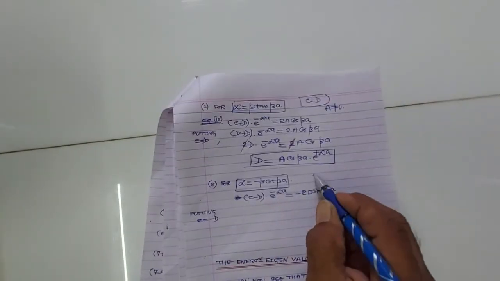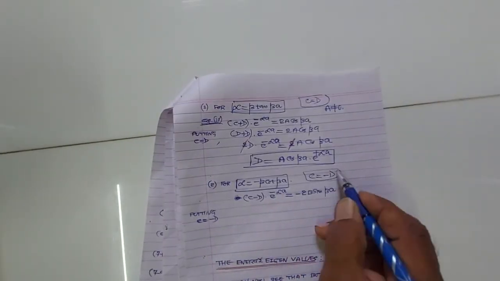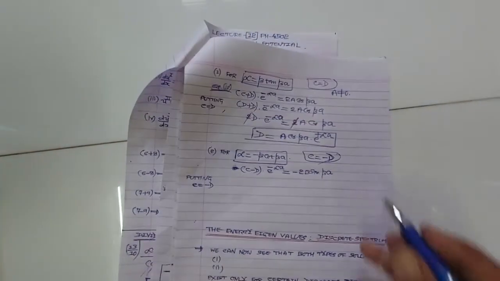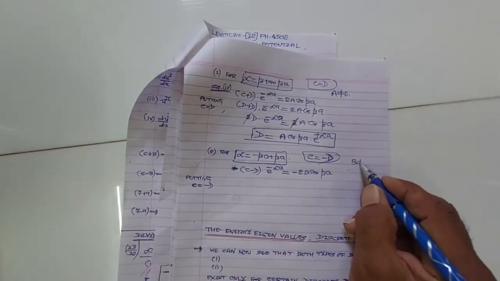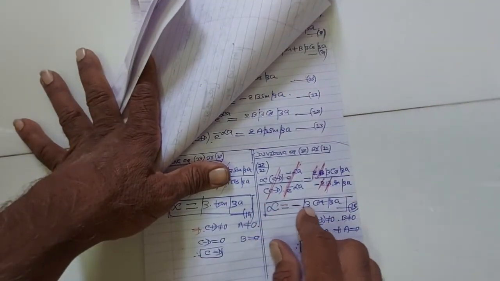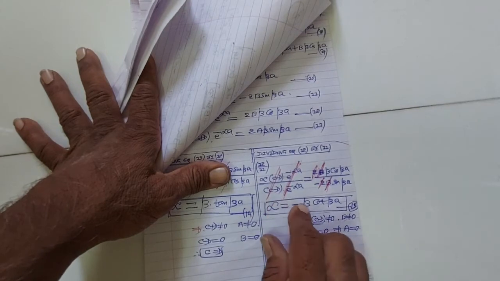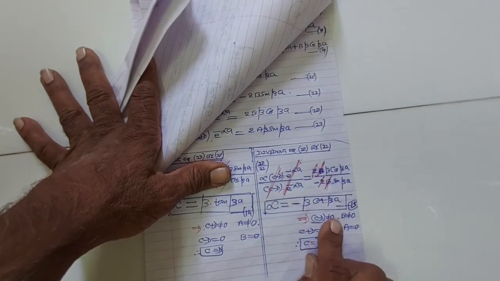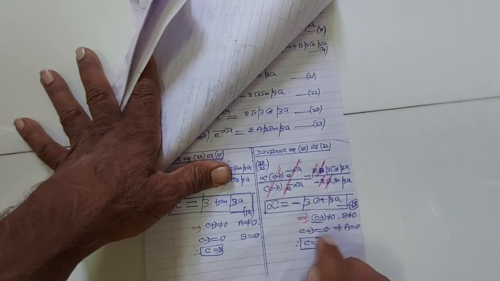So for this solution, c is equal to minus d and b is not equal to 0, therefore a is equal to 0. Okay. So for the second type of solution, alpha is minus beta cot beta a, c minus d is not equal to 0, therefore c plus d is equal to 0, therefore c is equal to minus d and b is not equal to 0, therefore a is equal to 0.